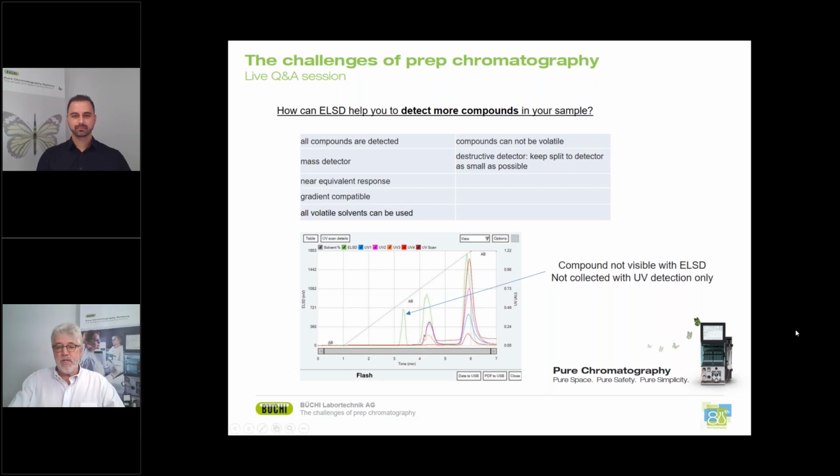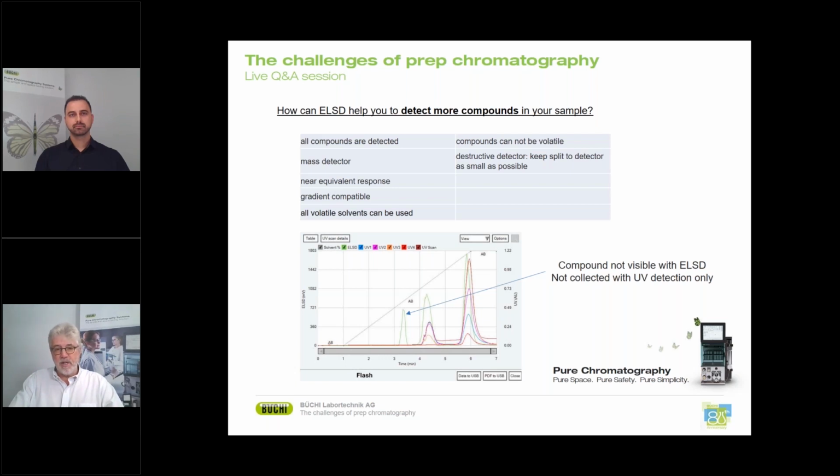So how can we now benefit from this light scattering detector? Well, let's look first at the negative points of this detector, or the limitations, better. First of all, and that's an important one to realize, your compound should not evaporate together with your mobile phase. If that happens, you will see no peak, of course. So volatility of the compound is important.